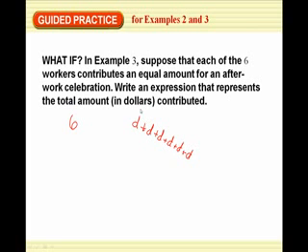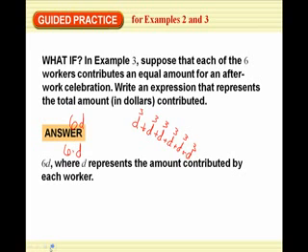So let's say they all contribute $3 for the after work celebration. Well, there'd be 6 of you contributing $3. It'd be 6 times 3, which would be 18. Since we don't know how much that is, let's just put 6D, 6 times D, whatever everybody's going to contribute. And then you would know how much money you'd have for your celebration.